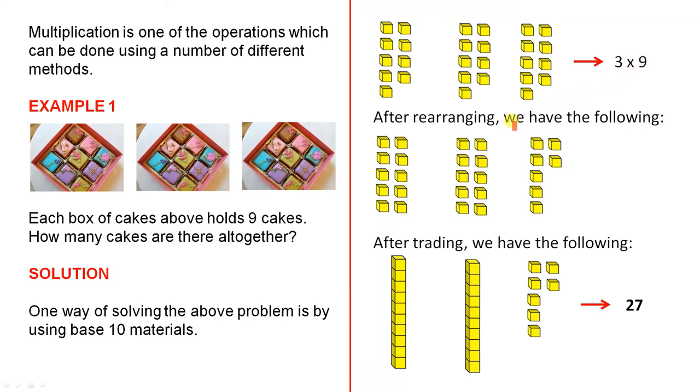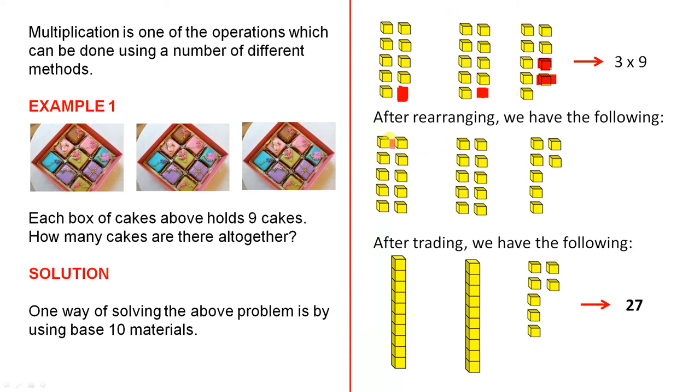Now, after rearranging, we have the following. Now, see here, we have 10 ones. What we do is we take that one away there and we put it here. So that gives us 10 ones there. We take that one away and we put it there. That gives us 10 ones here. And in this pile we're left with 7 ones.